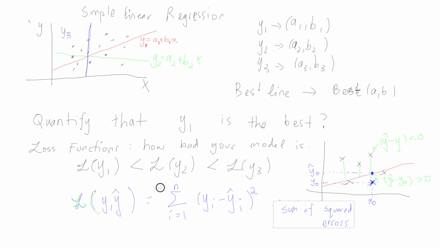Now, if I put a 1 over n here, then I'm averaging over the errors. Another word for this is the mean squared error, so the average squared error. It doesn't really matter which one you use, just some terminology that you'll see often in the literature.